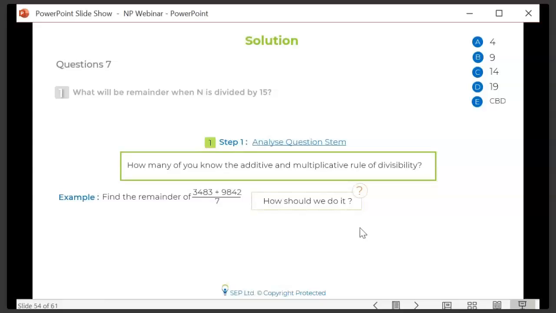You can type your response in the chat box. What will you do? Okay, Shrinkla is saying I'll split it and then find the remainder. Okay. Anyone else? Guys, it's okay even if you get the wrong answer. That's absolutely fine.